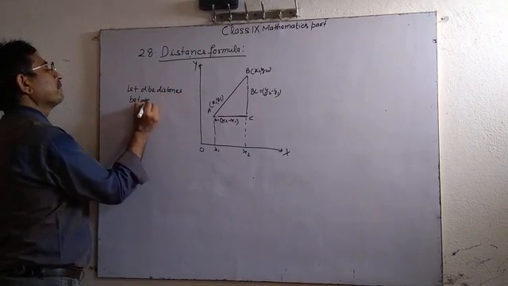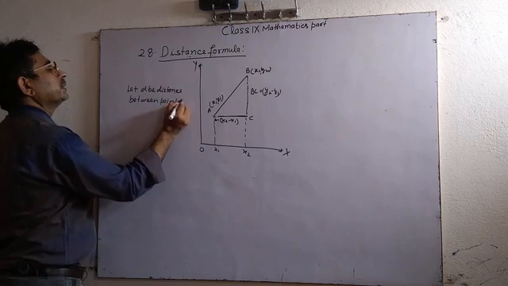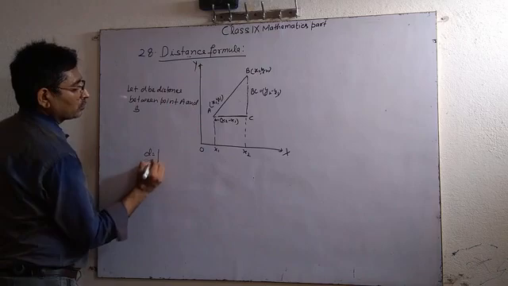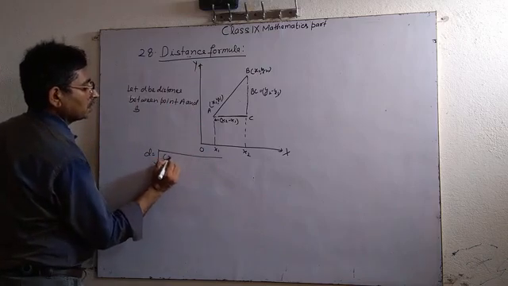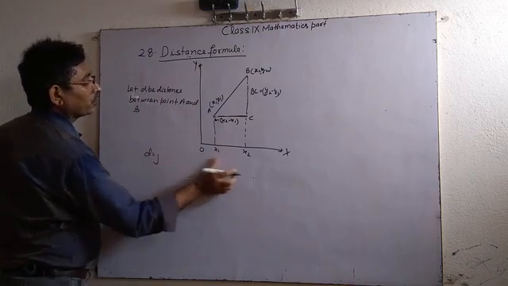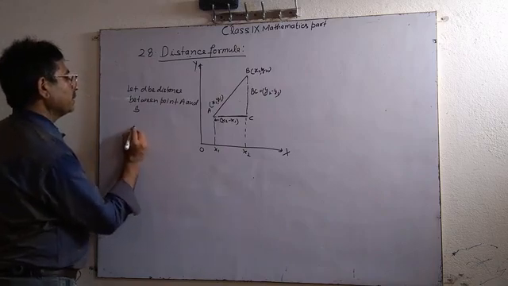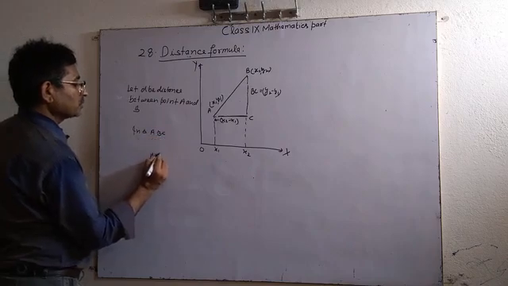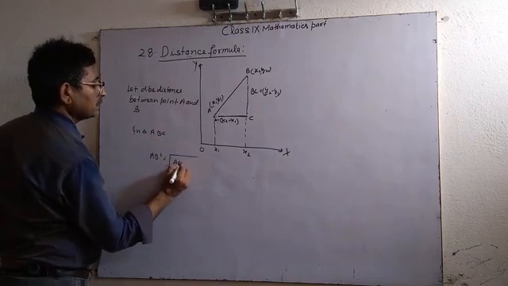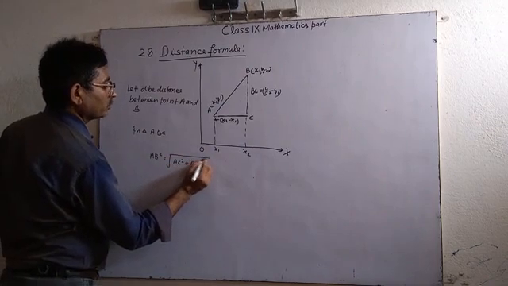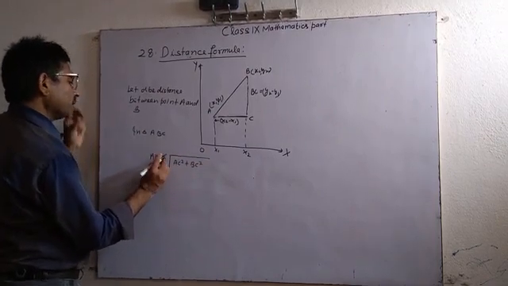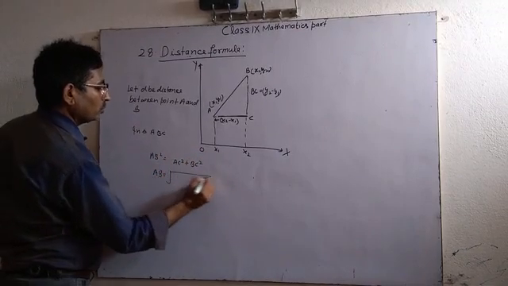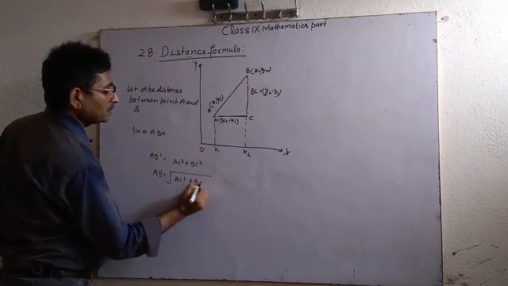between point A and B. Therefore, in right angle triangle ABC, AB square equals AC square plus BC square, or AB equals root of AC square plus BC square.